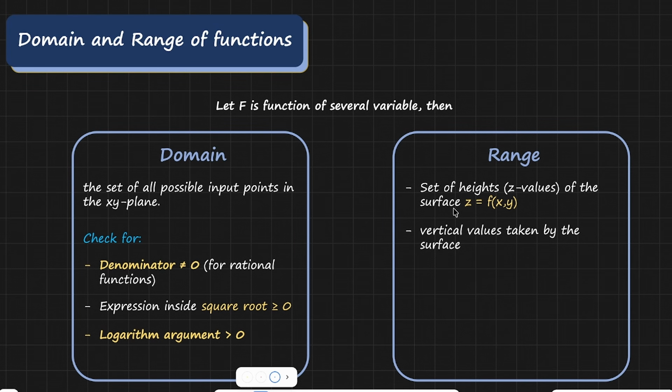While finding the range, set the highest z value. What is this z value? Simply, I define z equals f of x comma y. So I am calling this the z value. Find the highest, or maximum, value of that z and the minimum value of that z, then you can simply get the range, and easily find the range. Then you can find the vertical values taken by the surface.